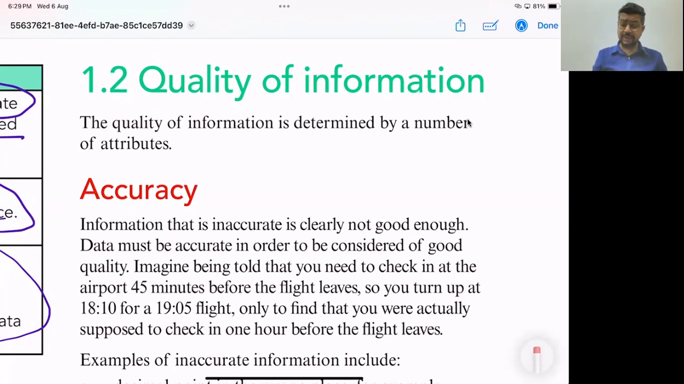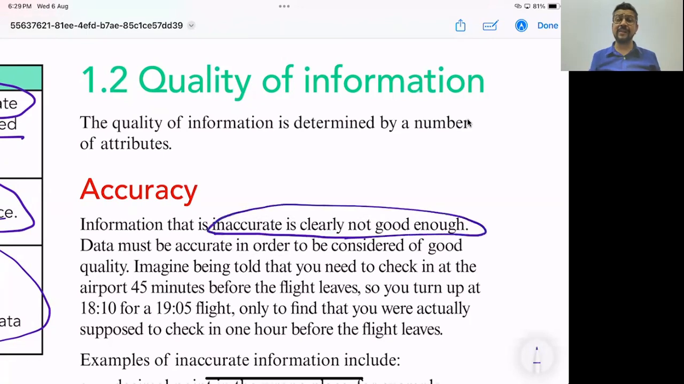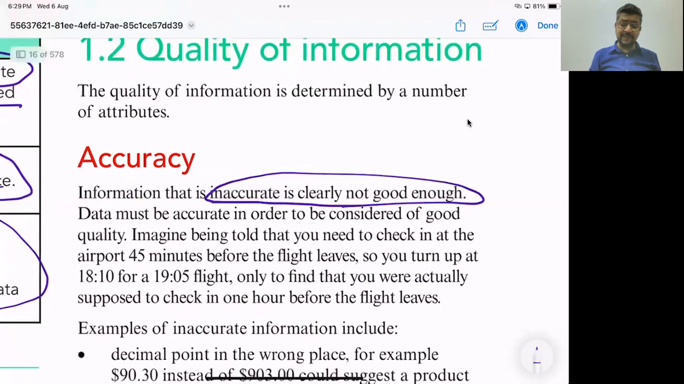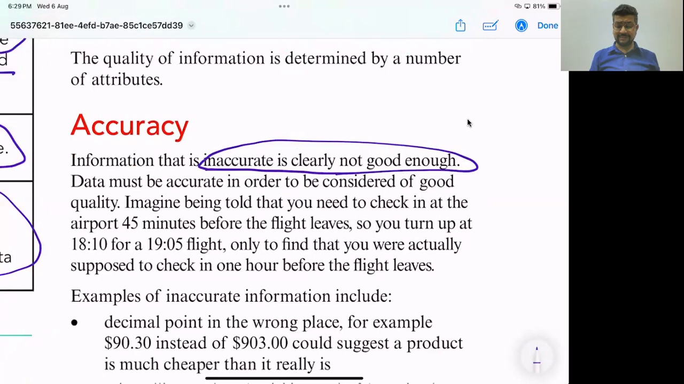Okay, it's mentioned over there, it's not put very clear. Inaccurate data: like I'm looking for the data for students who are appearing in A level IT, but I collected the data for the CS students. Not useful for me. As mentioned over here, the example: imagine being told that you need to check in at the airport 45 minutes before your flight. So you turn up at 18:10 for a 19:05 flight, only to find that you were actually supposed to check in 1 hour before the time.